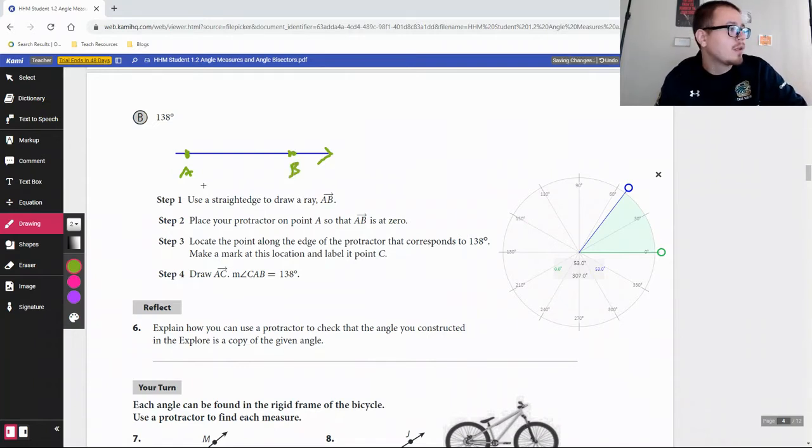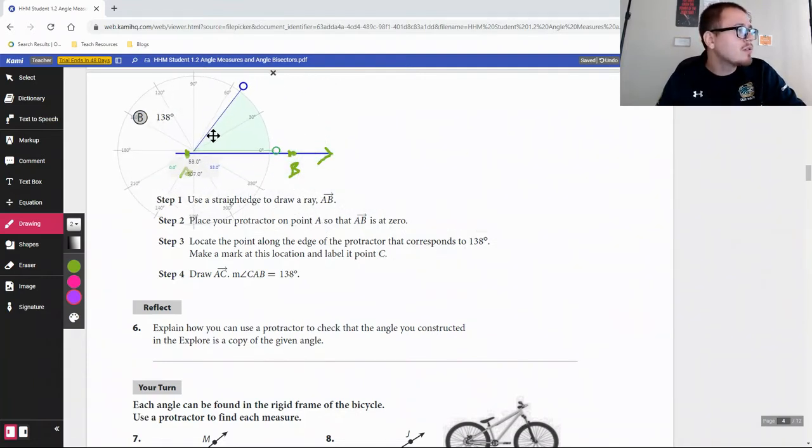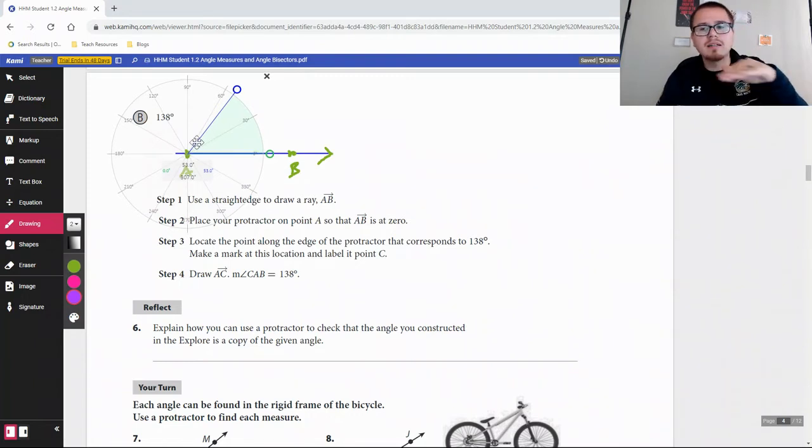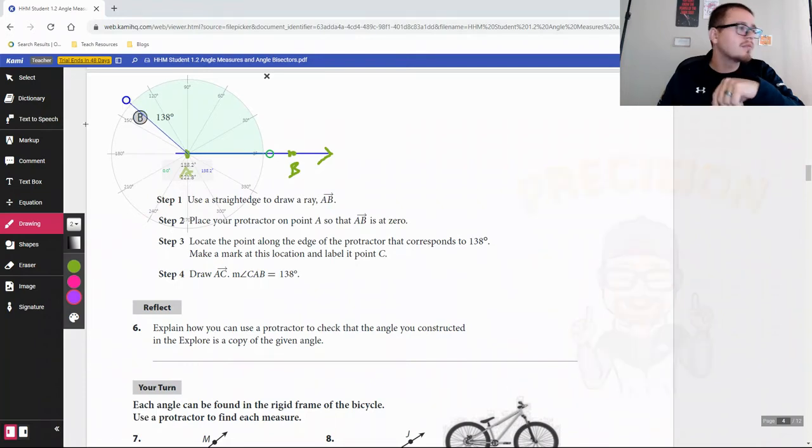We're moving. All right. Now it says place your protractor on point A so that AB is at 0. So what they want you to do is make sure that that lines up on the 0 line is straight. So we did that. Now locate the point along the edge that corresponds to 138 degrees. So it's 138. If I remember my 4 types of angles, that's got to be obtuse because it's bigger than 90 but smaller than 180. So I'm going to bring that thing over here. I'm going to find 138 to the best of my ability. If I'm off by a couple tenths, I'm not going to trip. So I'm going to say that's what it is.